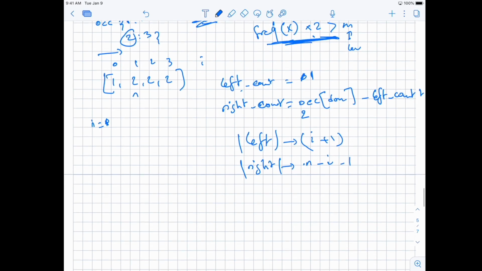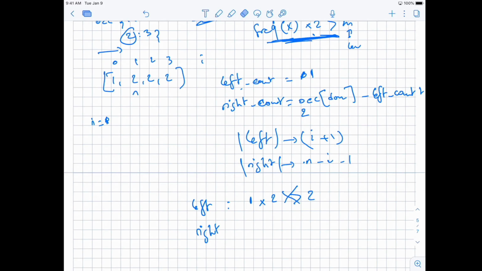So let's apply. For the left side, it's going to be 1 multiplied by 2. Is it bigger than I plus 1, which is 2? No, it's not. So it's not a valid split, so we stop here. And then we advance our pointer again.